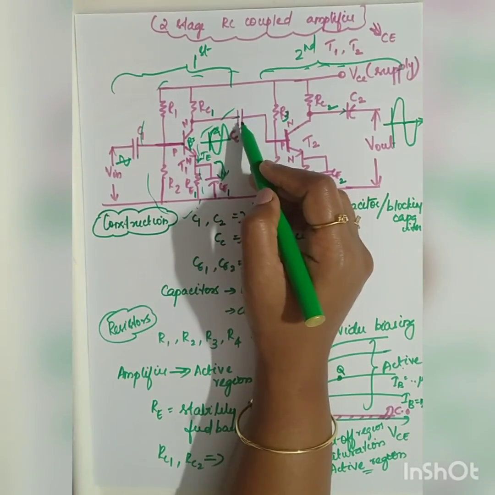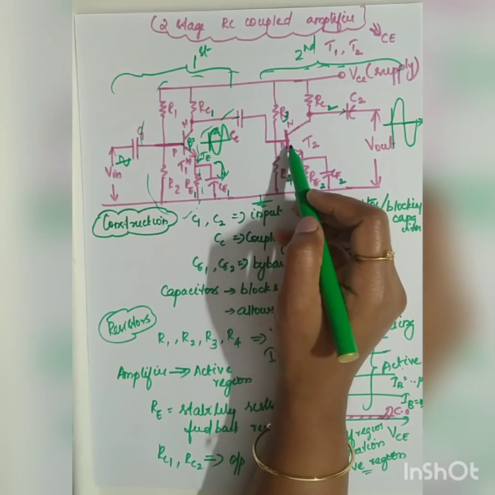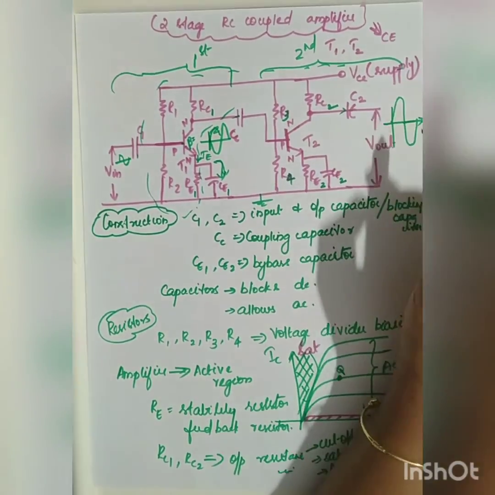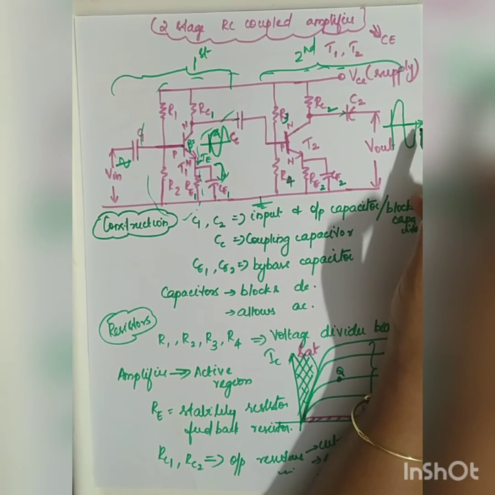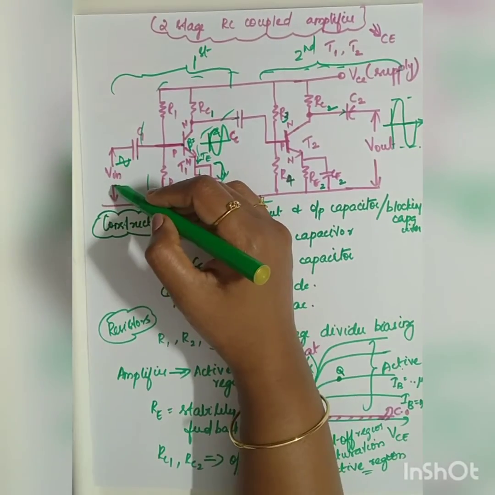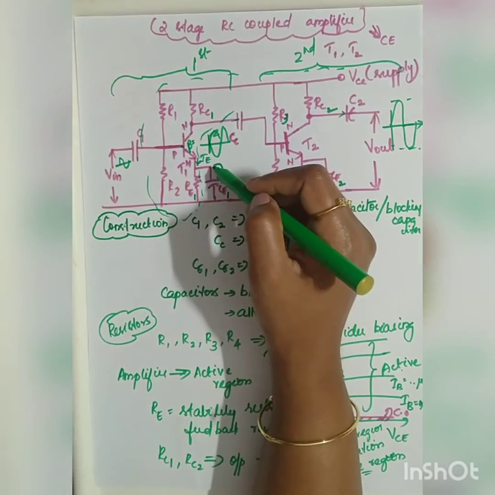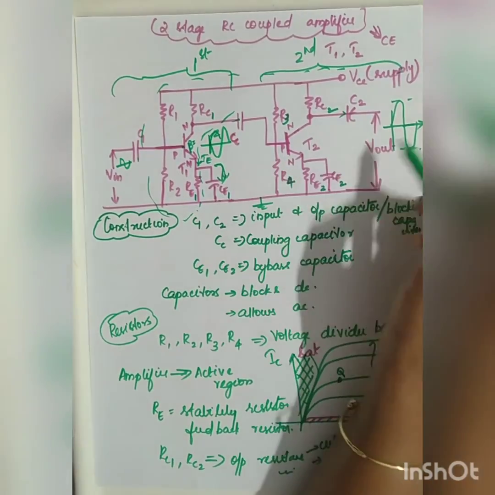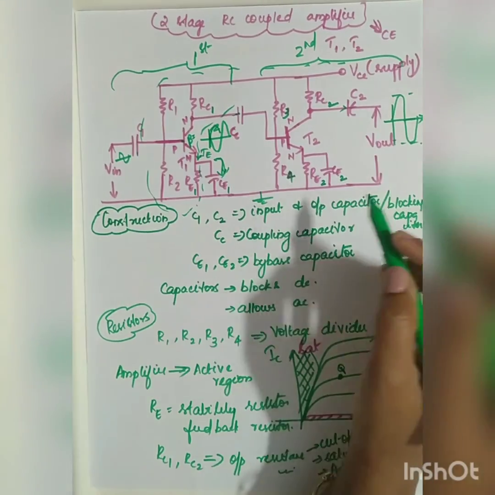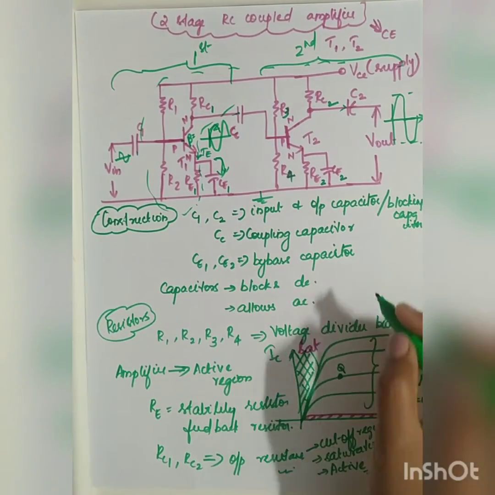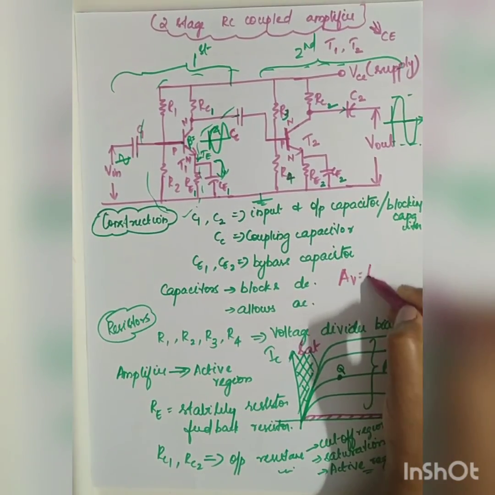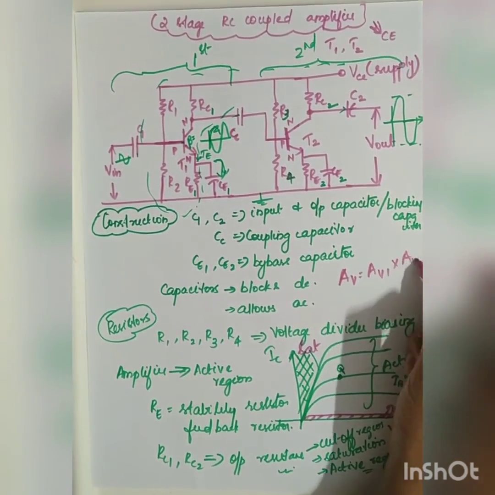Now this signal is coupled to the base of the second stage. Here also the same process happens, and finally you get the overall amplified output. It will be in phase with respect to Vin, because here you have 180 degree phase shift, and 180 plus 180 gives 360, which is nothing but in phase with your input signal. So what will be your overall gain? The overall gain AV will be equal to AV1 into AV2.